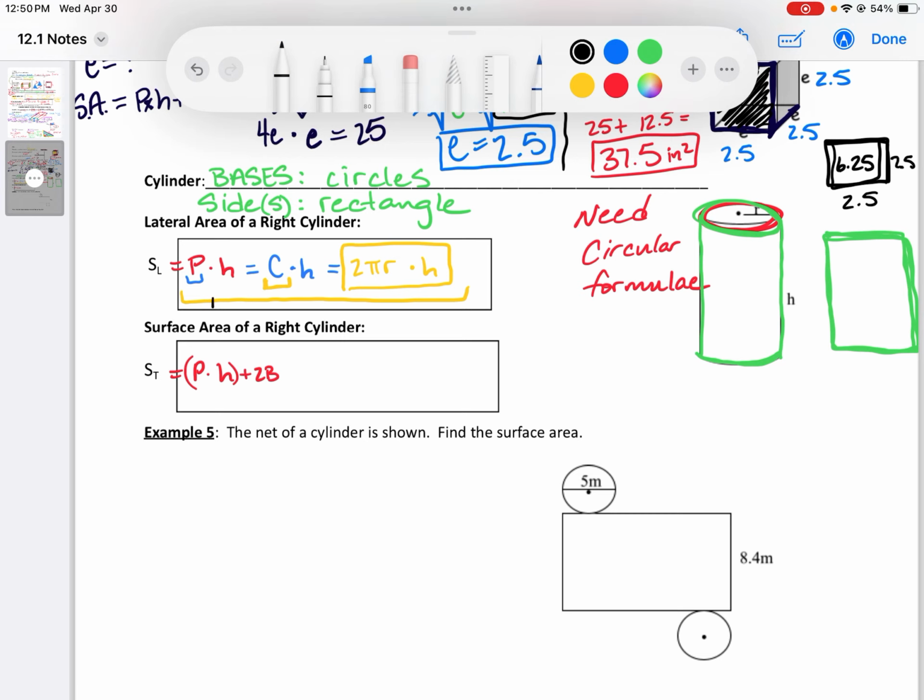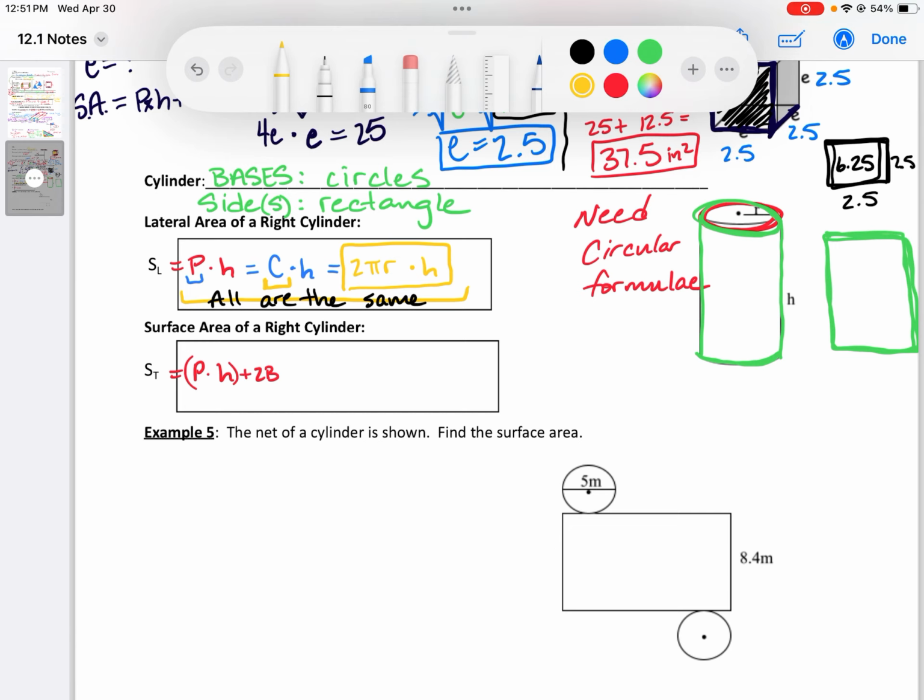So these all say the same thing. They're all the same thing. The perimeter of a circle is the circumference, and the circumference is 2 pi r. So I didn't really change anything except which variables I was using.